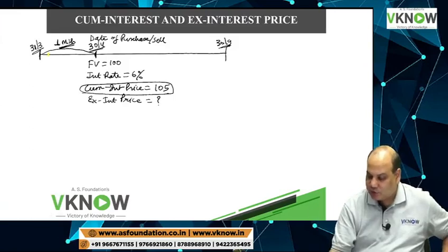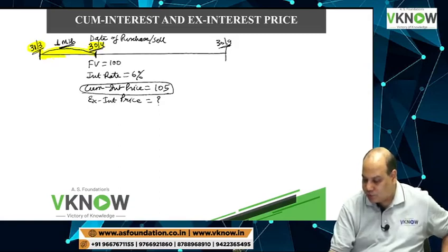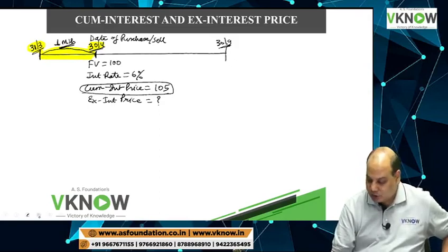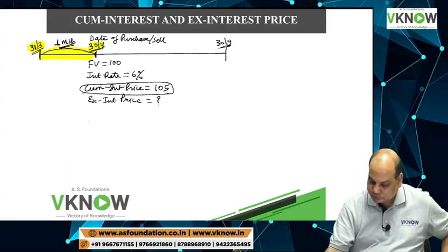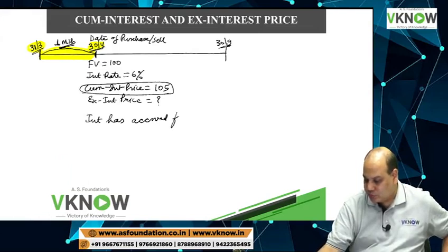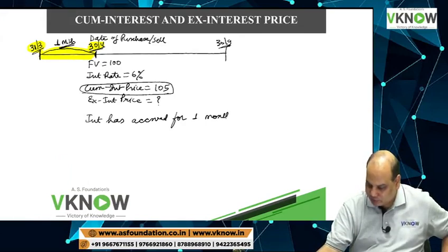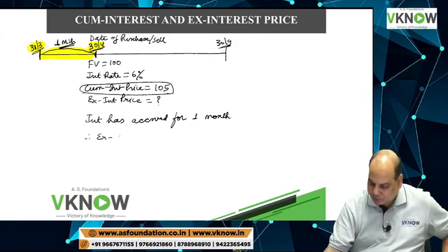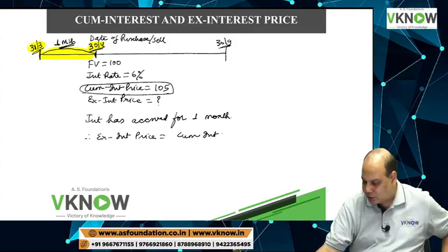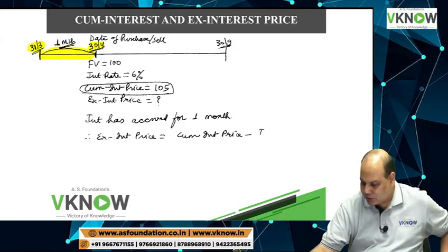So you will check first what was the last interest date, 31st March. From 31st March to 30th April, interest has accrued for how many months? Interest has accrued for 1 month. Therefore, ex-interest price is equal to cum-interest price minus interest accrued for 1 month.